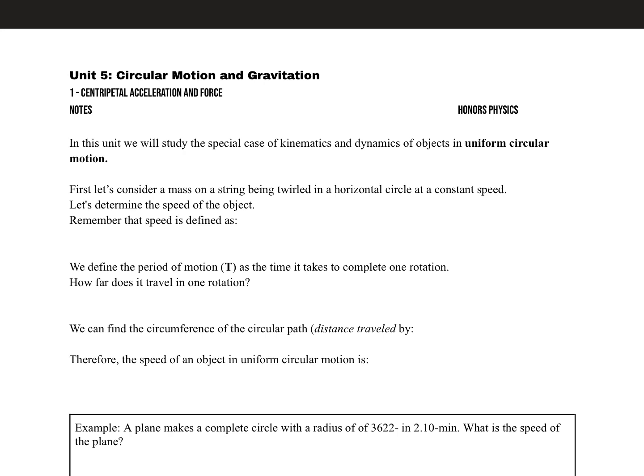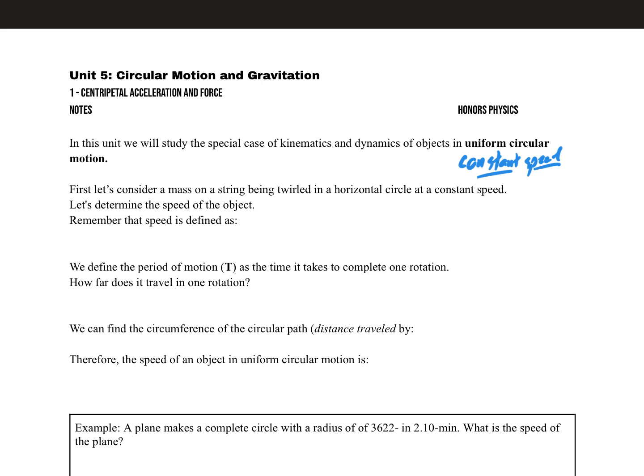One of the things to realize real quick is that if something is in uniform circular motion, we know that it is at a constant speed. So for now, nothing is accelerating while moving in a circle. It's just moving at a constant speed.